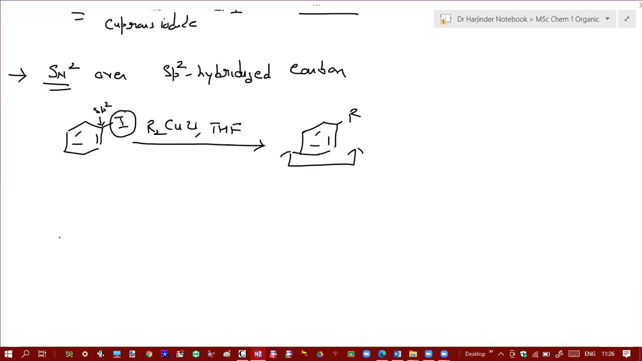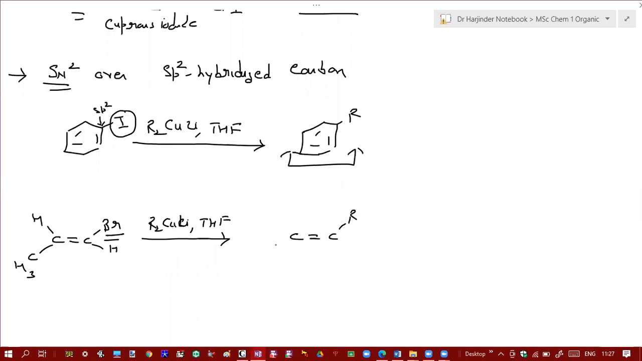Similarly, if you have this one, and again you treat it with lithium dialkyl cuprate in THF, what will be the product? The alkyl group will take the place of bromine. Yes. So again, an SN2 reaction will take place, and this bromine will undergo nucleophilic substitution by this alkyl group. So you will get the corresponding alkylated product.